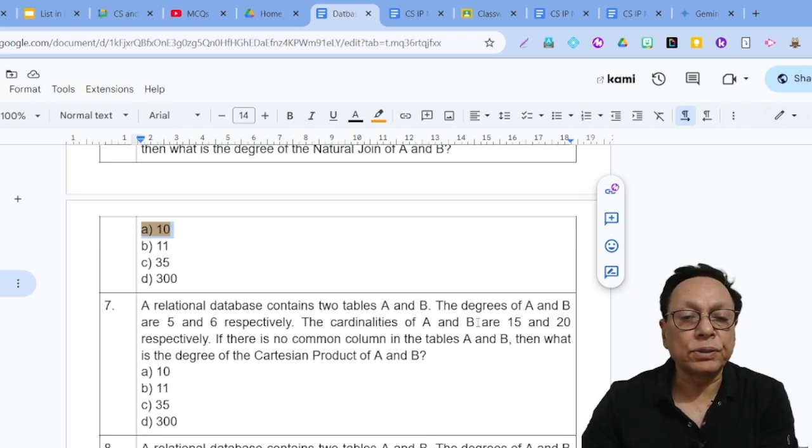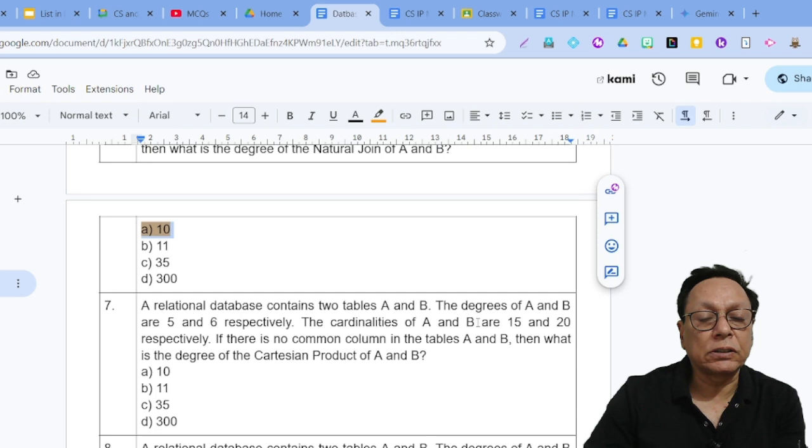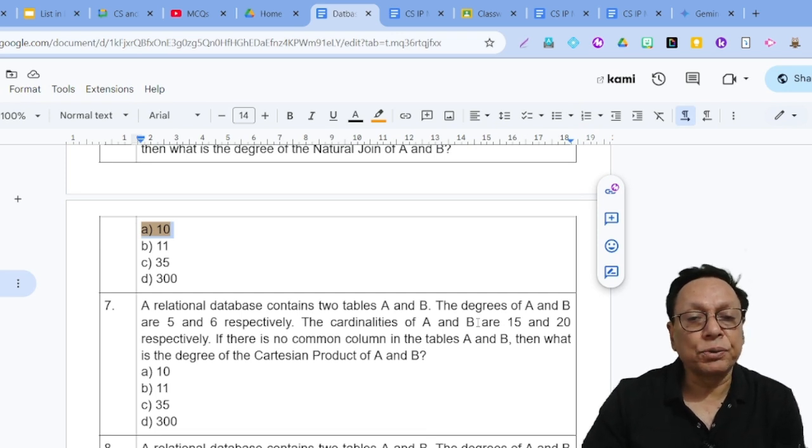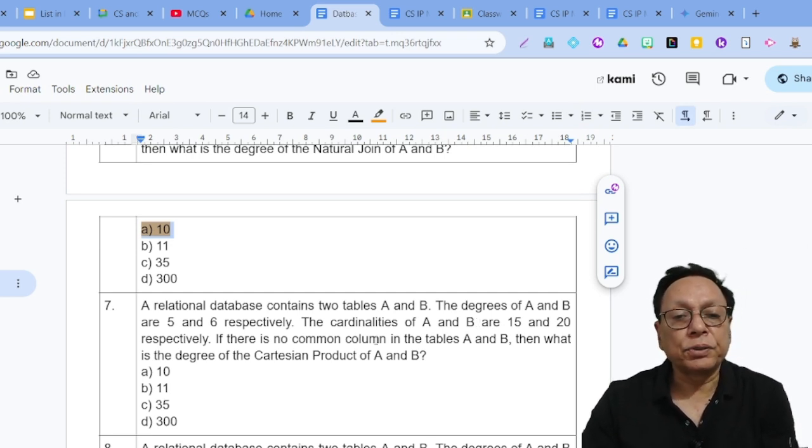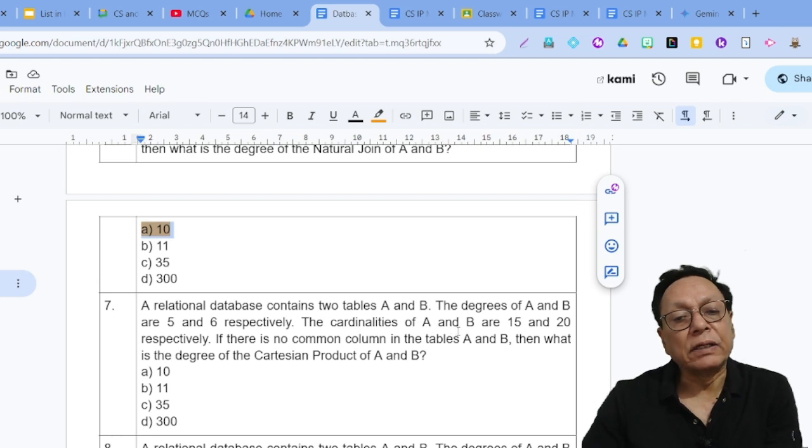So there is no common column, as we discussed in the last question. There was one common column, but here there is no common column. That is why the degree of the Cartesian product should be 11. 6 plus 5 is 11. As such, there is no common column.